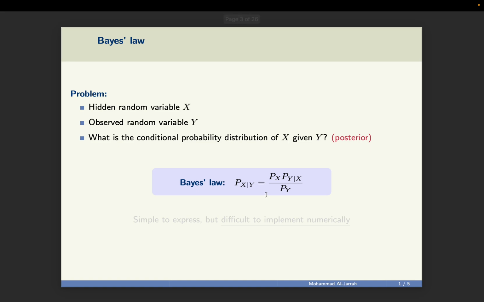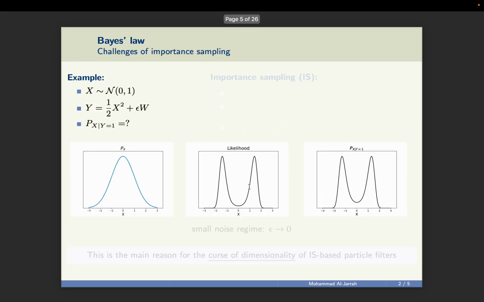Now Bayes' law gives us this simple formula. If we have the prior distribution p_x and the likelihood distribution p(y given x), we can write this simple expression for the posterior distribution p(x given y). This expression is simple, however it is difficult to implement numerically. Let me show how with a simple example here.